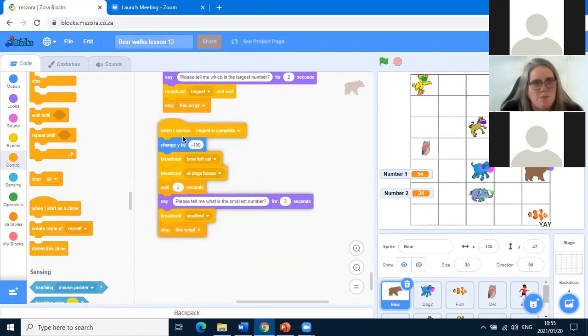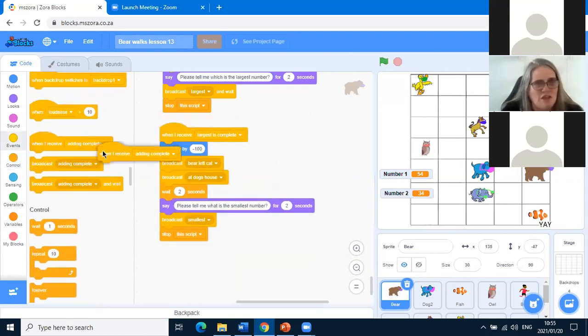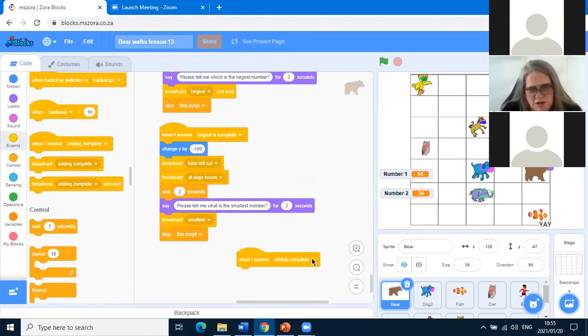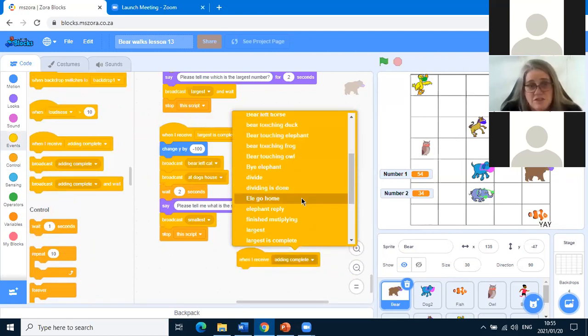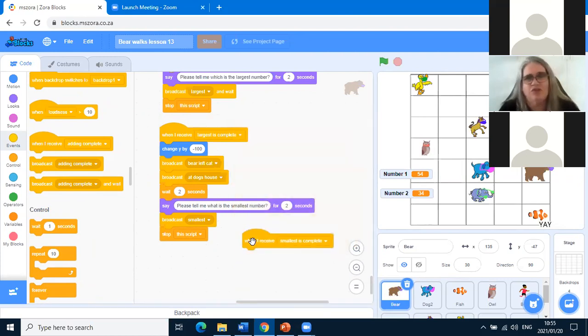And when Bear receives, he's going to receive that secret message that the smallest is complete. There's lots of messages. We've got to find smallest is complete. That's why you must write your messages in full so you understand what they are. Bear, what's he going to do? I think we'll position Bear over there.